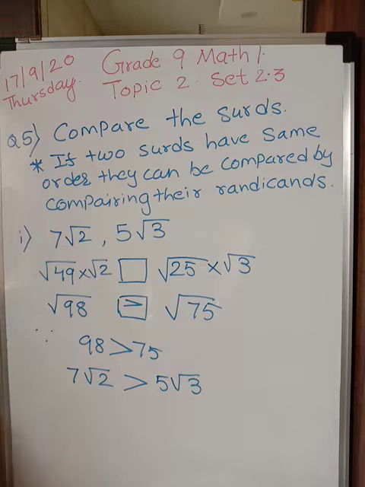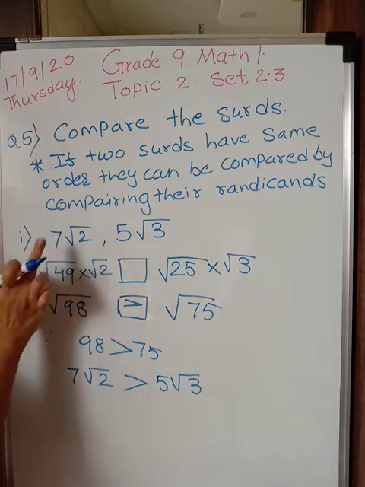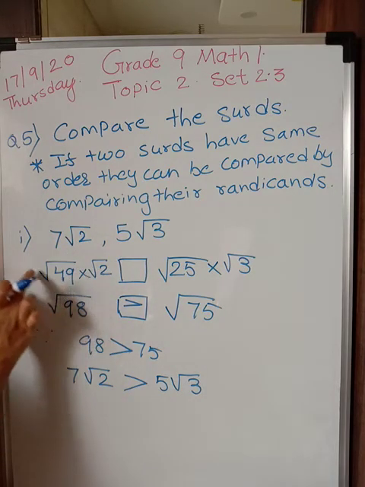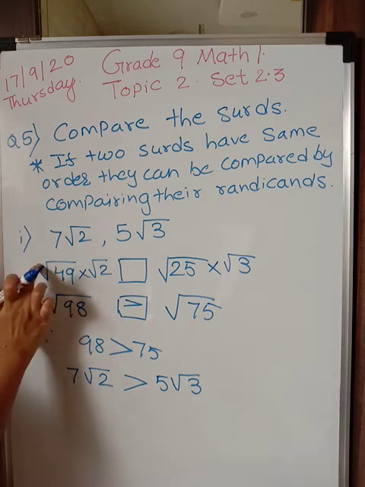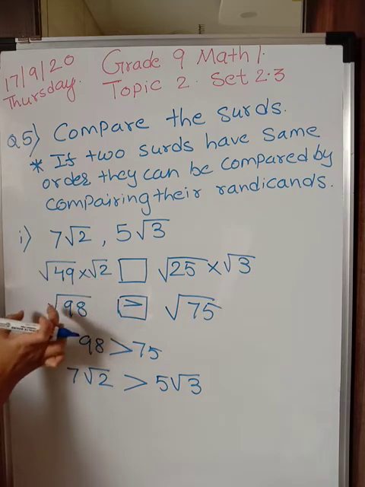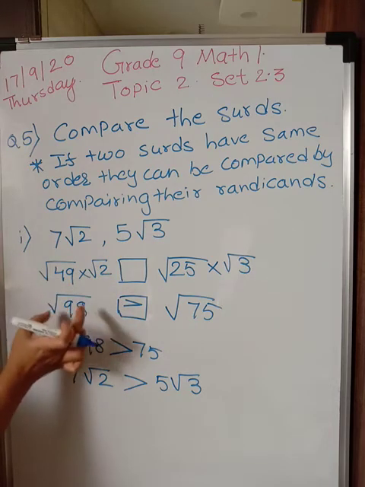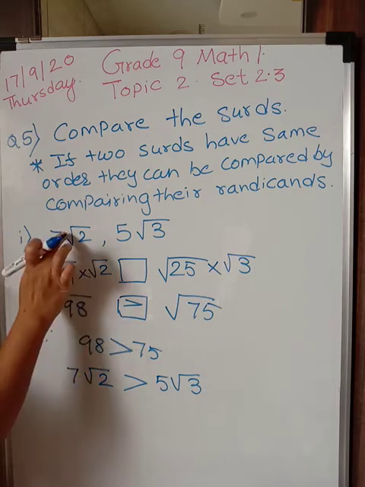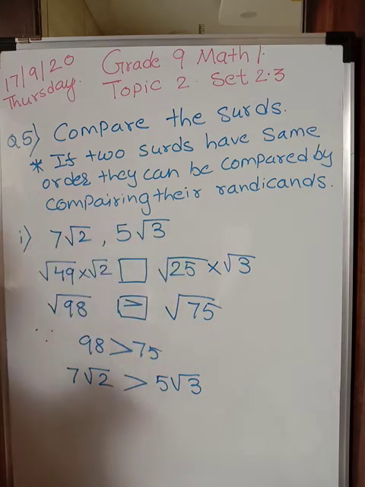I am repeating again. Here is a square root, so I am taking the square of this number and putting it under the square root. So both the orders now are 2. The order of this surd is 2 now, because here is also 2 and here is also 2. So if the order is the same, then you can compare the radicands and then compare which surd is greater and which is smaller. Is it clear? Let's go for the next examples now.